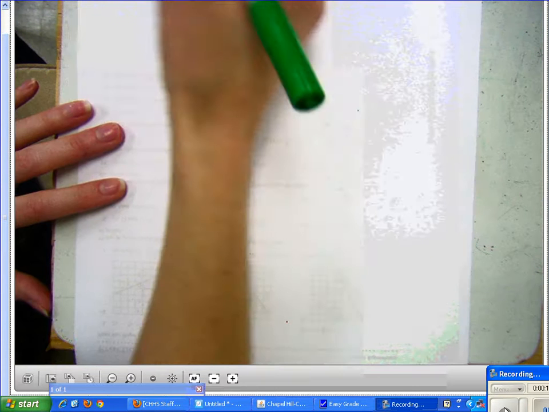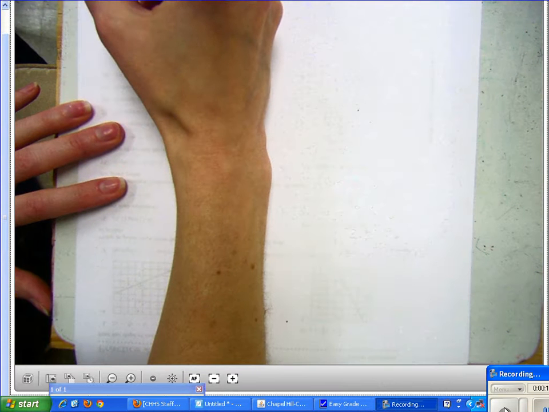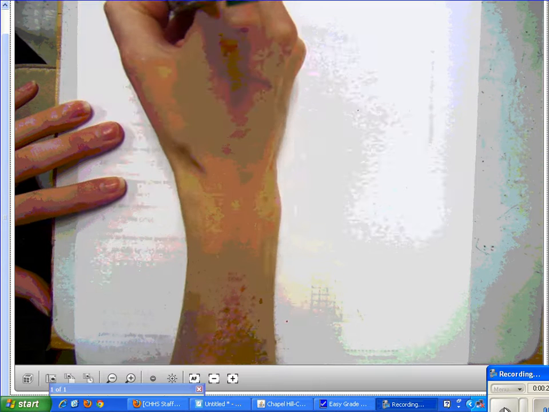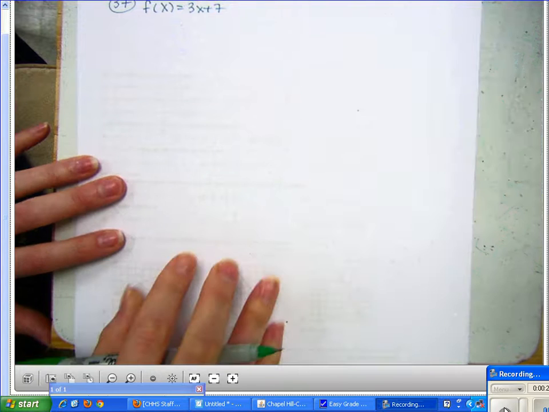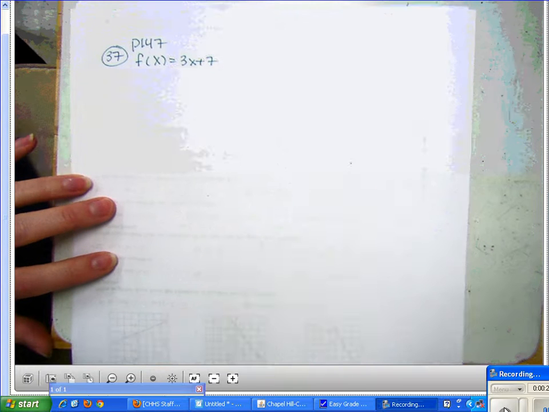All right, so with the difference quotient, you have to remember that the formula that you're given, you are going to be plugging stuff into the formula from your given equation. So for this one, we had number 37. We're given the equation f of x is equal to 3x plus 7. So this is the equation that we have, and we want to evaluate the difference quotient for this.